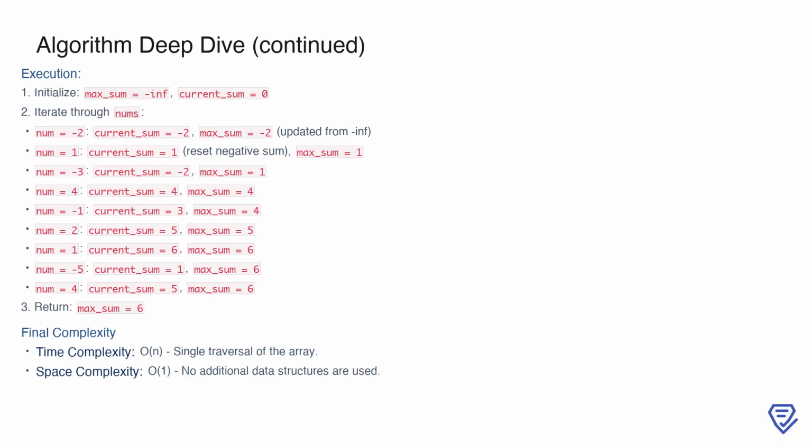Adding 2 raises current_sum to 5, and then 1 brings it to 6, updating max_sum to 6. After encountering -5, current_sum drops to 1, but the final 4 brings it back to 5. The iteration ends with max_sum at 6, which is returned as the result. This process demonstrates the algorithm's O(n) time complexity and O(1) space complexity, making it both fast and efficient.